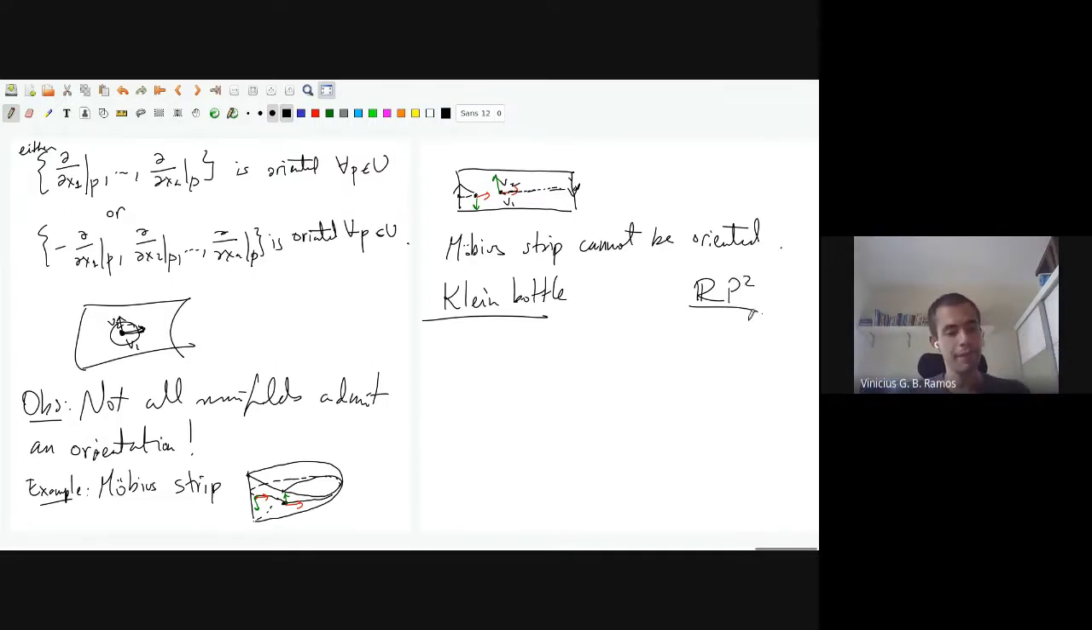So the Klein Bottle is what you obtain when you look at a cylinder and, instead of gluing the two sides like this to make a torus, you glue this with this. So what you actually obtain is... let's see if I can draw this. It's always hard, but.